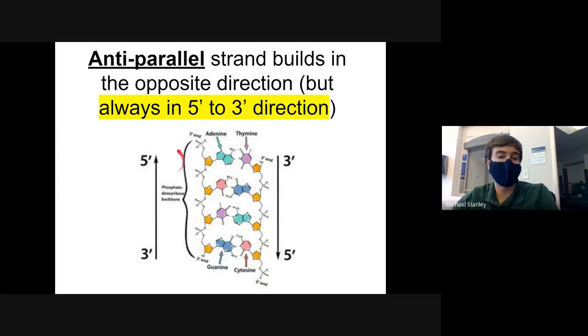So if one end of the left DNA, the 5' end, is at the top, that means the 3' end of the left DNA is going to be at the bottom. Also, if on the left strand the 5' is at the top, that means on the right strand the 3' is at the top. So the 5' and the 3' are always on different ends from each other. And DNA can only make new DNA in the 5' to 3' direction.